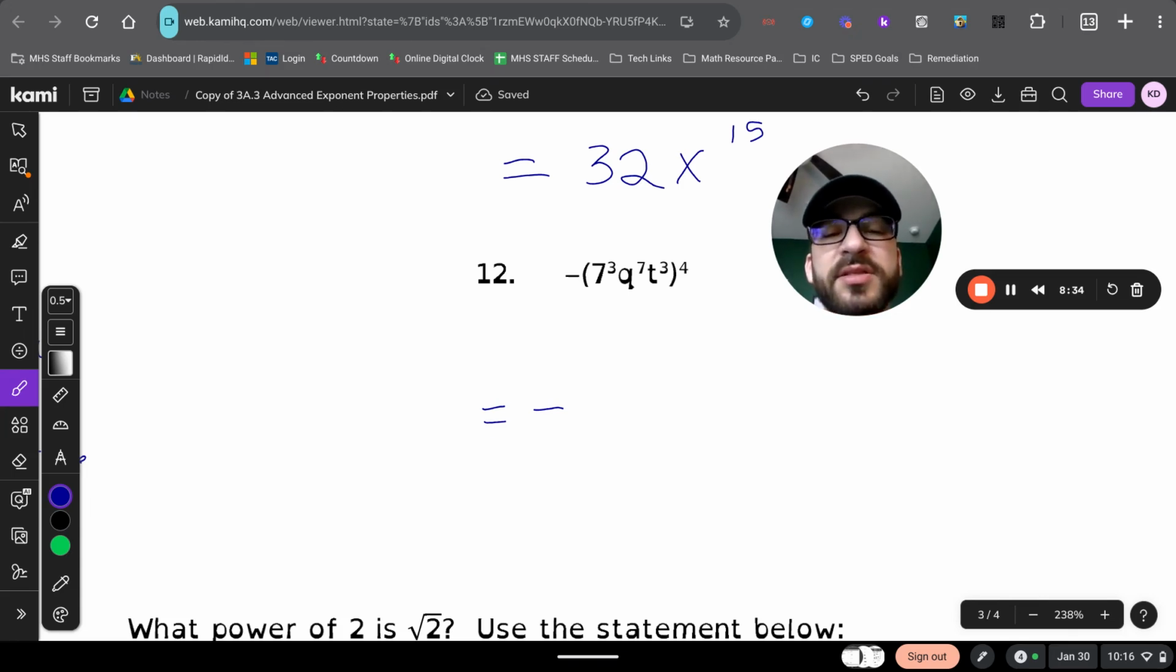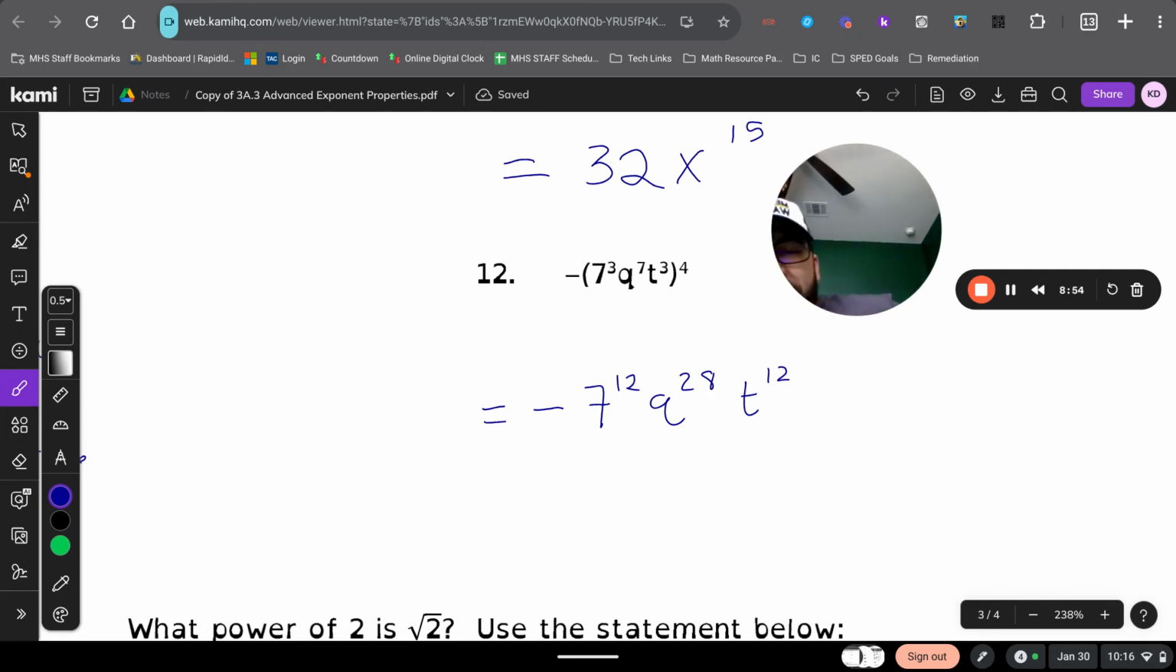So 7 to the 3rd to the 4th, that 3 times 4 would give us 7 to the 12th. Q to the 7th to the 4th, 7 times 4 is 28, so that would give us q to the 28th. And then t to the 3rd to the 4th, 3 times 4 would give us 12, so we get t to the 12th. And then simplifying to finish up, y'all, we have negative 7 to the 12th. Notice again that negative stayed out front because it's not being taken to that power of 4. So even though our even powers usually make negatives positive, it's not actually being taken to that 4th power. 7 to the 12th, q to the 28th, t to the 12th.